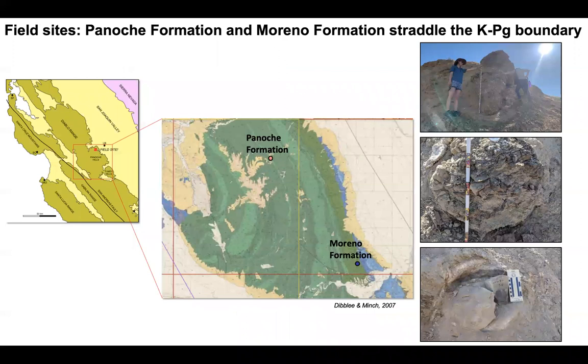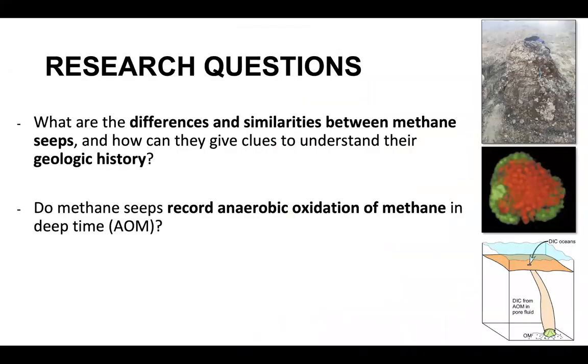For this study, we chose to examine the ancient methane seep carbonates located in the Panoche Hills, California. Two of the research questions I will discuss today are, what are the differences and similarities of methane seeps, and what do they tell us about geological time? Additionally, do methane seeps record evidence of anaerobic oxidation of methane?